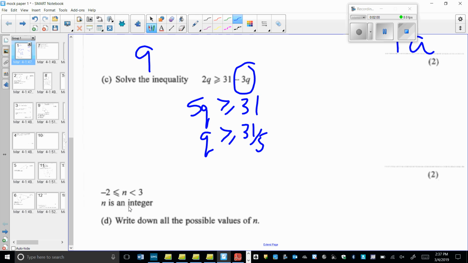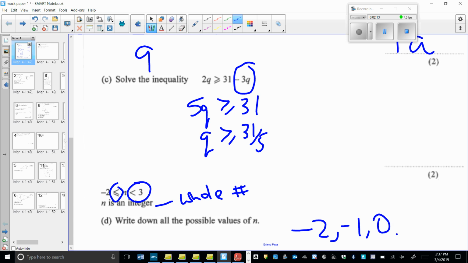If n is an integer, it means it's a whole number. This means it can include -2, so it can be -2. And this means it has to be less than 3, so that's -2, -1, 0, 1, and 2.